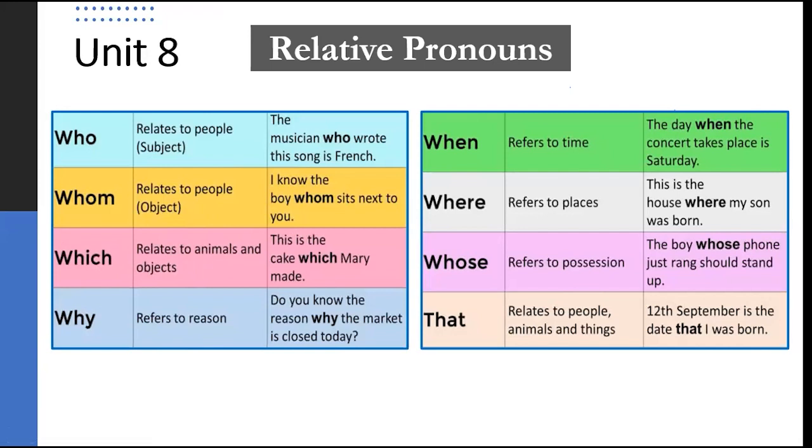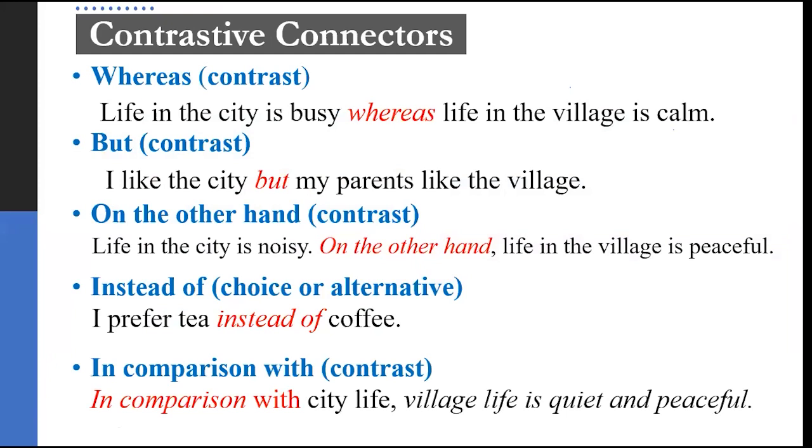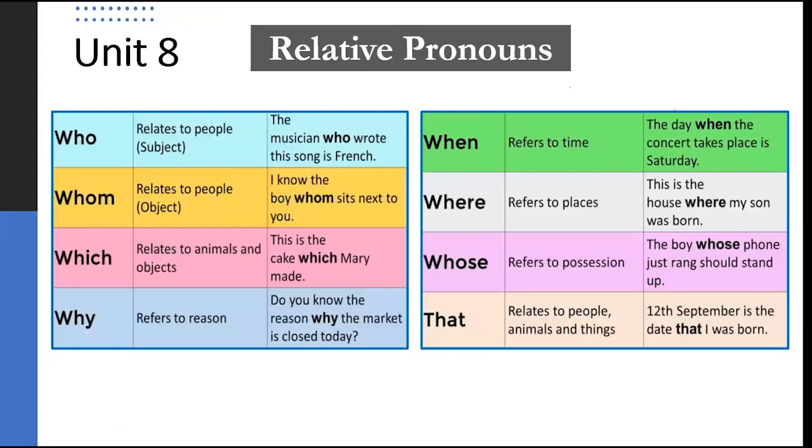Why is for reason. When is for time. Where is for places. Whose is for possession, meaning ownership, for example I own something. And that can refer to people, animals, or things. Before I move on, are there any specific questions about these relative pronouns?